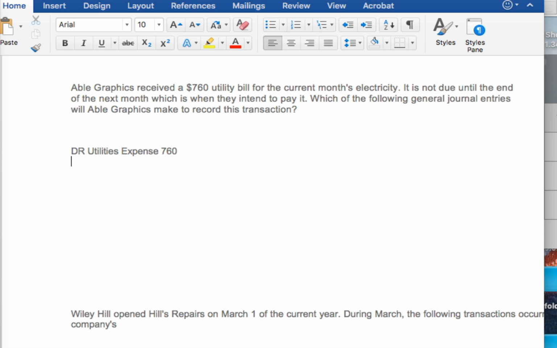Okay, so we have a debit to utilities expense, $760, and the credit is going to be to some account that shows us we owe this money. So it will be some type of payable account. The likely choices here would be either utilities payable, or if it's a small company, they may just include all of them together within accounts payable.